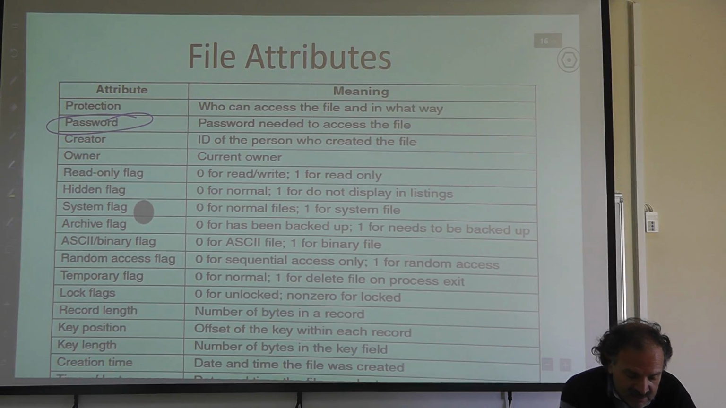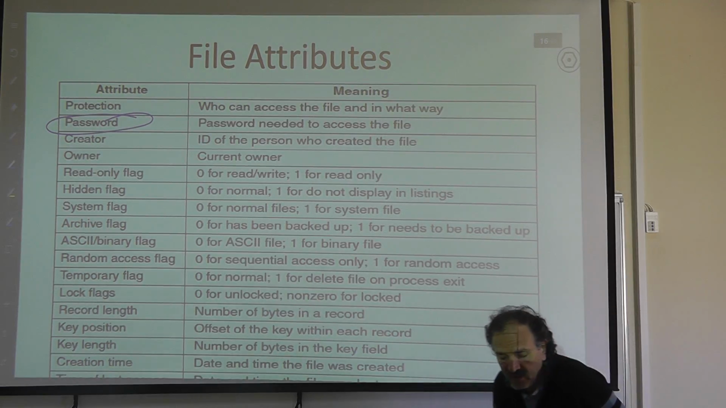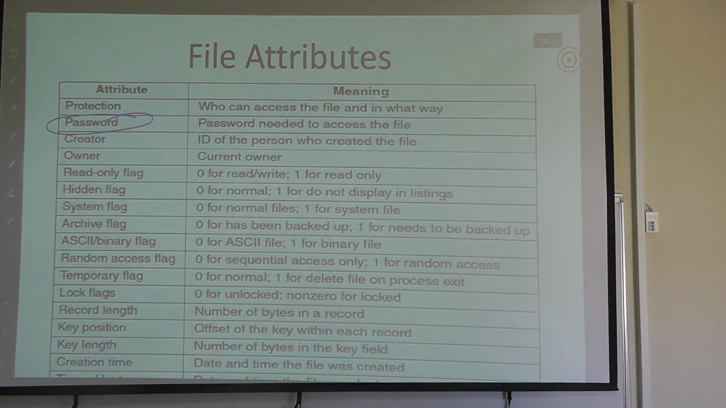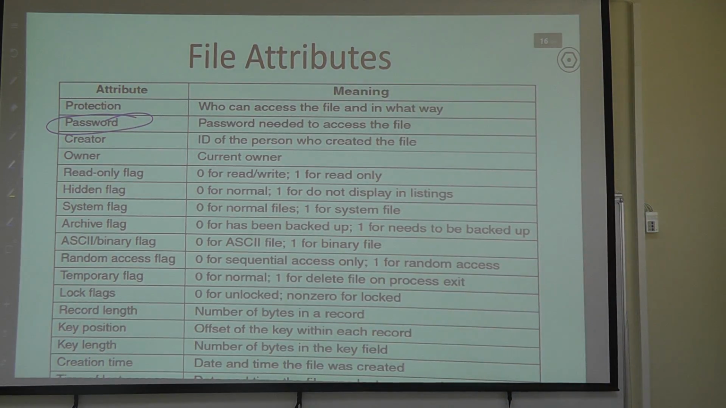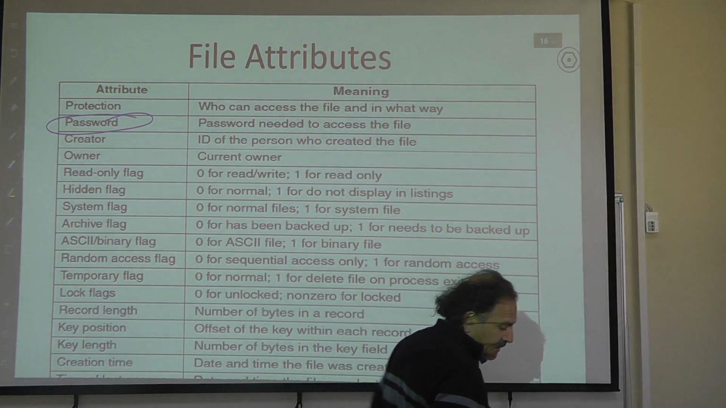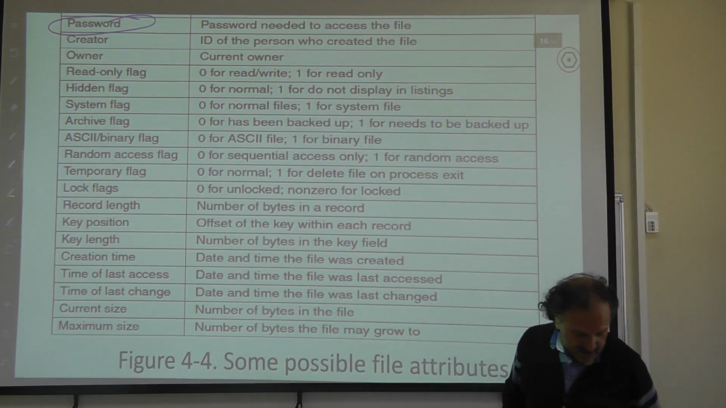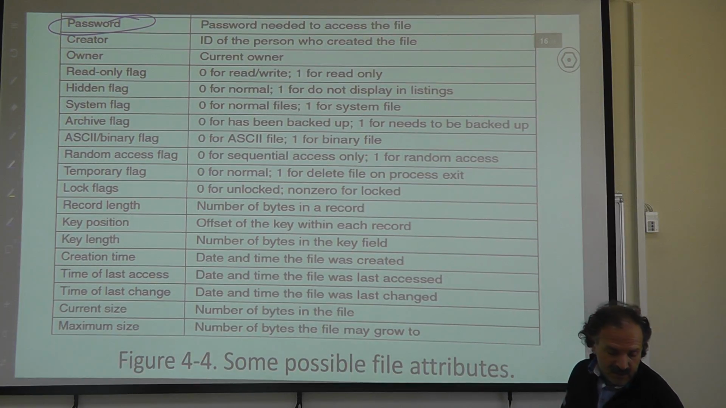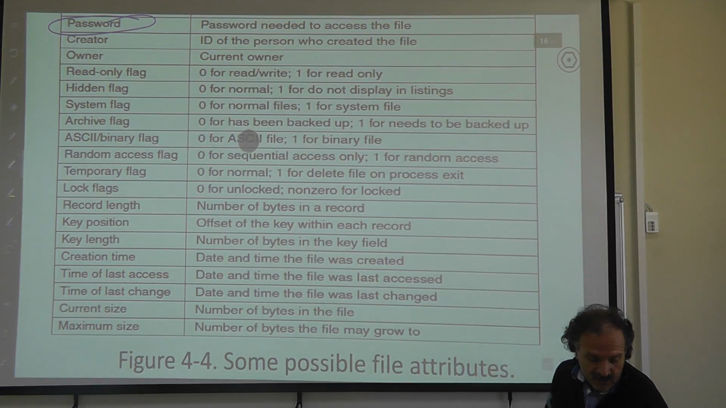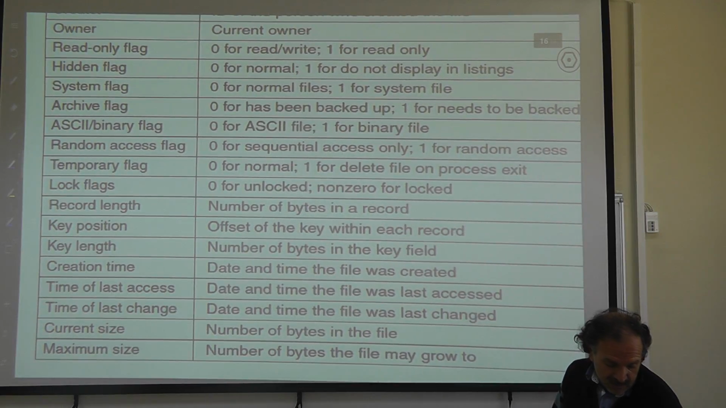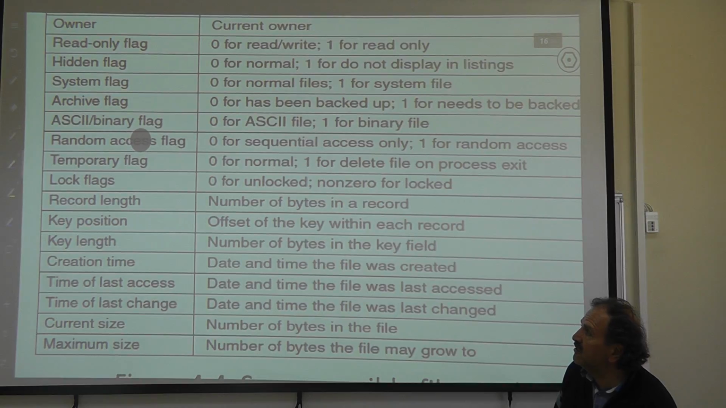For the Windows environment, there is a flag to set whether it's a system file or not. For Unix, we don't have such bits. And then we have the archive flag: whether it's a backed-up file or a regular file. Whether it's an ASCII file or a binary file. Some operating systems have these and some of them don't. For example, in Unix, we don't have this bit. Random access flag: again, we don't have this bit in Unix.